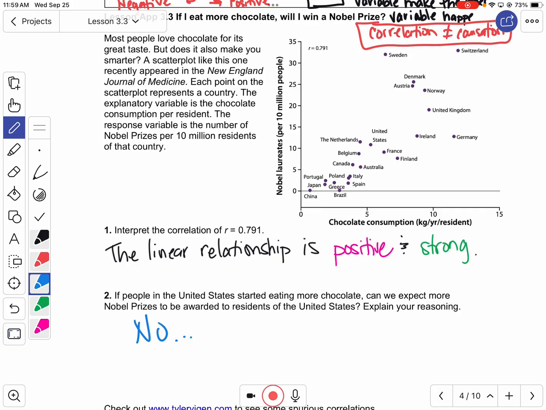Okay, and we would just say correlation does not equal causation. That's all we're expected to say. Just because there's a linear relationship, eating more chocolate will not guarantee I'm going to get a Nobel Prize, or that I'm going to get more. I might luck up and get one, all right? That would be luck. It would not be because I ate chocolate, although chocolate would be yummy.